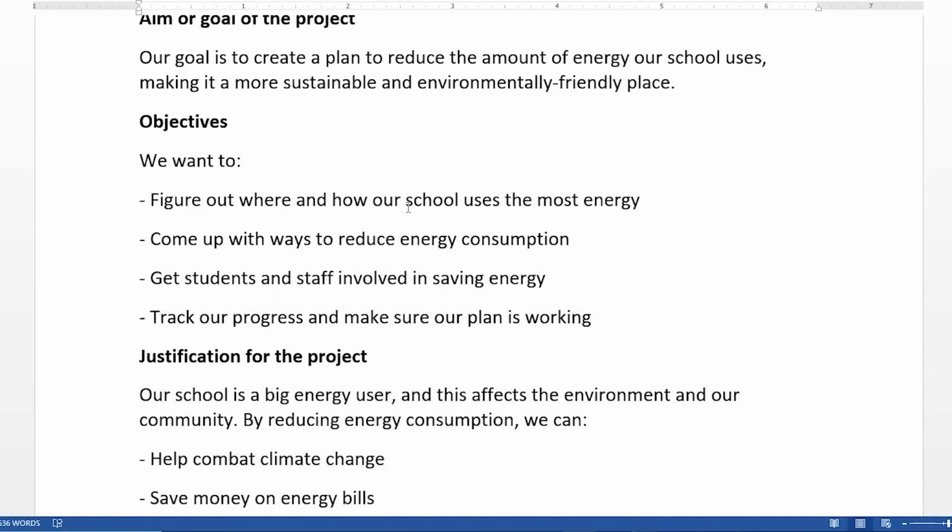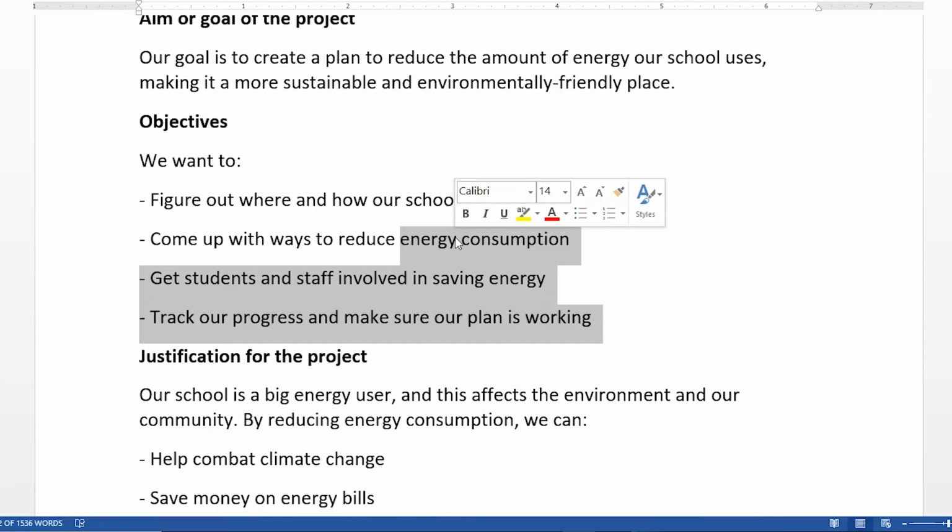You can quantify this, for example, in numbers, in percentage, and then come up with ways to reduce energy consumption, get students and staff involved in saving energy, track our progress, and make sure our plan is working. And if you look at this, they are also related to the title or theme.